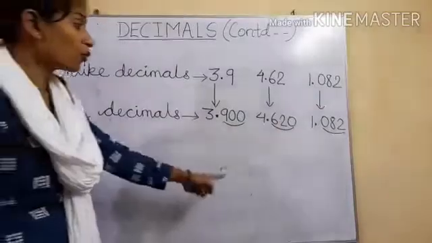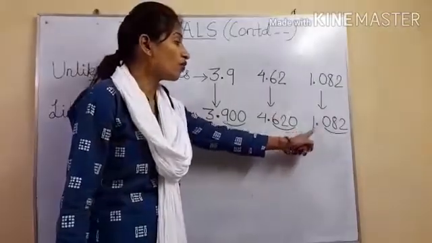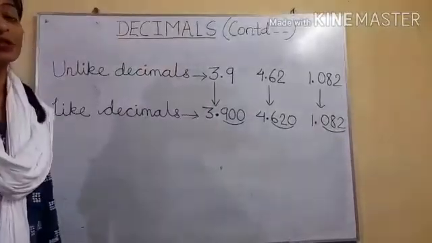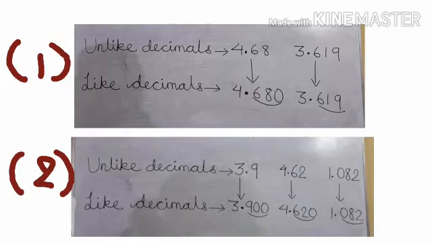3.900, 4.620, 1.082. These all are like decimals now. Students, note down these examples of converting unlike to like decimals in your notebook.